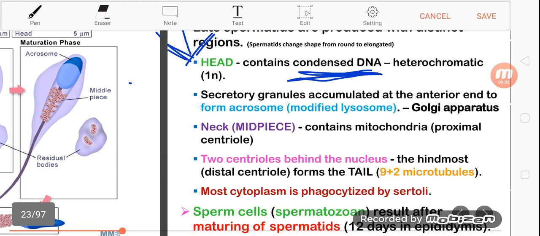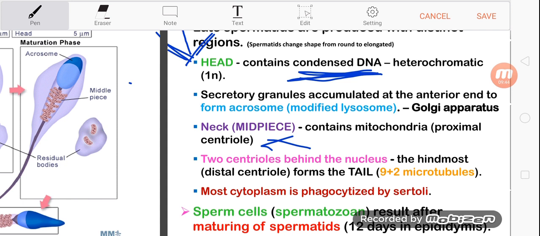So at the opposite pole, the mitochondria start to accumulate together with the centriole. That's why we have the word centriole here. There is a pair of centrioles which also sit at the opposite pole. The accumulation of the mitochondria will form the neck or the midpiece of the sperm. Of the pair of centrioles, the proximal centriole forms the outer layer of the midpiece. The hindmost or distal centriole will form the tail.